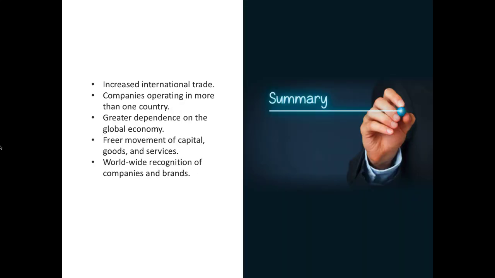So what can we summarize so far? We have increased international trade. Companies operating in more than one country nowadays, like the example I mentioned with the different factories all over. Actually, nowadays companies are present all over the world. There's a greater dependence on the global economy.